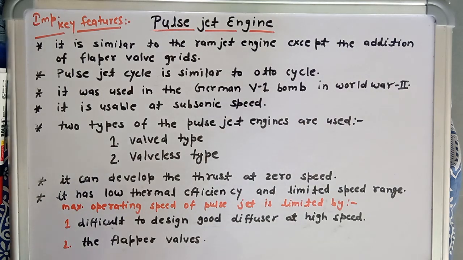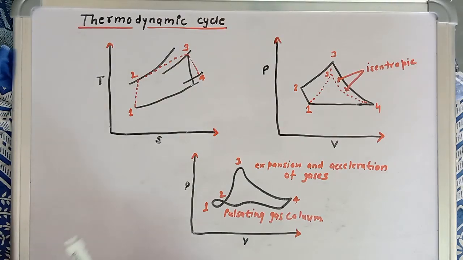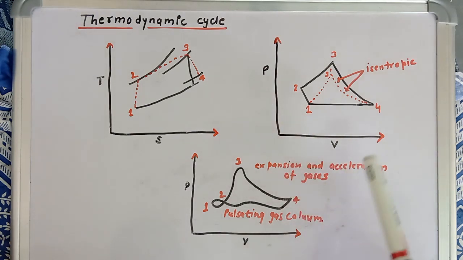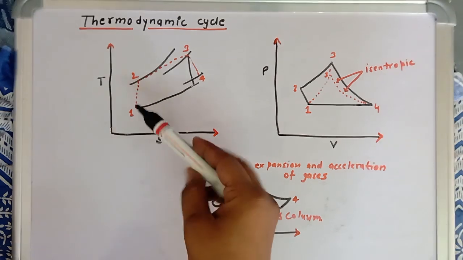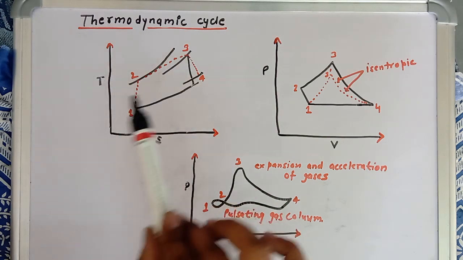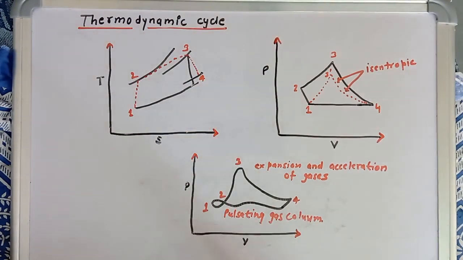Now we will discuss the thermodynamic cycle of the Pulsejet engine. This is our thermodynamic cycle. This is the TS cycle, this is our theoretical Pulsejet cycle on the PV diagram, and this is our actual Pulsejet cycle on the PV diagram. In this TS diagram, the process 1-2 is known as the stagnation pressure loss process, and 3-4 is the non-isentropic process.